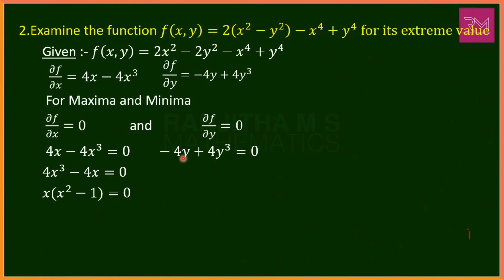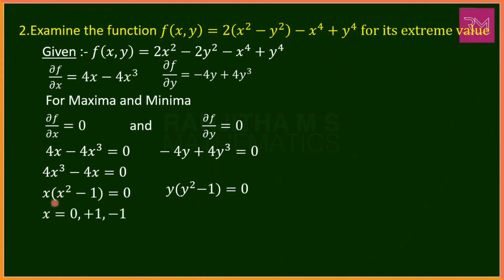In a similar way, here if we take 4 to the right hand side and if we take y as common, that becomes y into y square minus 1, which is equal to 0. If we take 4 as common, that goes to the right hand side, it becomes y cube minus y is equal to 0. If we take y as common in these two, we get y into y square minus 1, which is equal to 0.